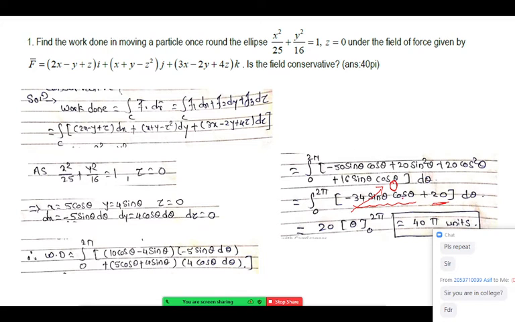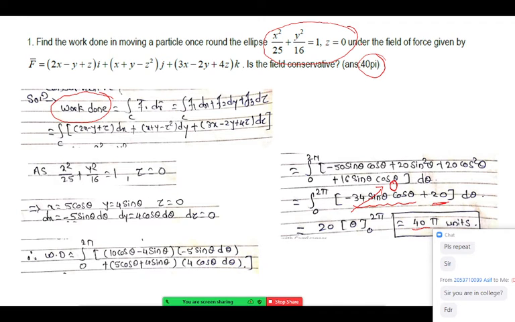Otherwise, yes, you can convert to sine 2 theta, then integrate it, put the upper limit and lower limit, and the answer will come 0 only. So this 20 is a constant as it is, the integral of d theta is theta, from 0 to 2 pi, the answer is 40 pi. So at the end we can say the work done to move the particle once around this ellipse is 40 pi. Work done to move the particle once around the ellipse is 40 pi.